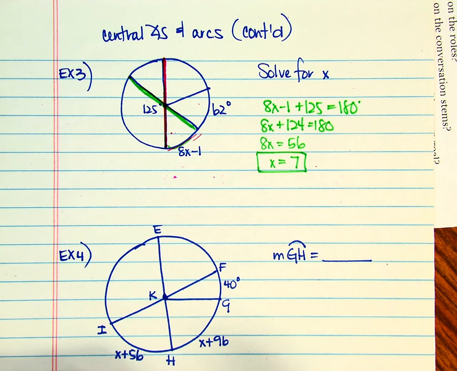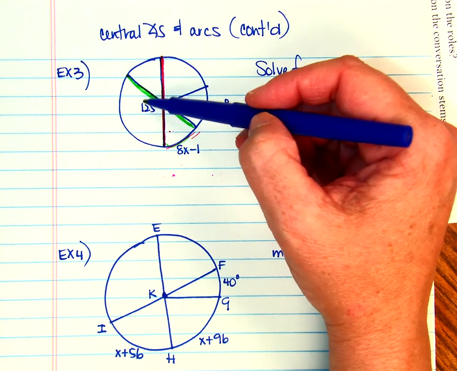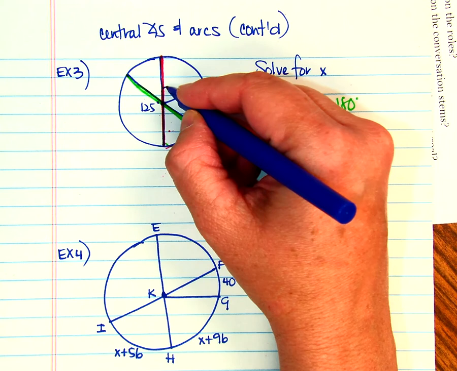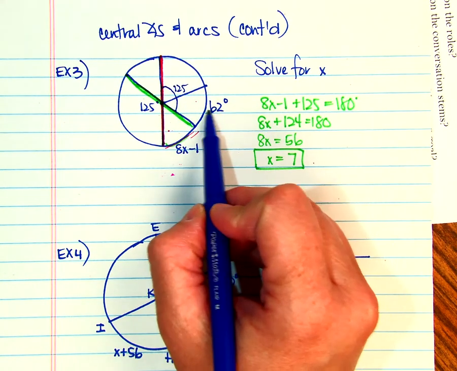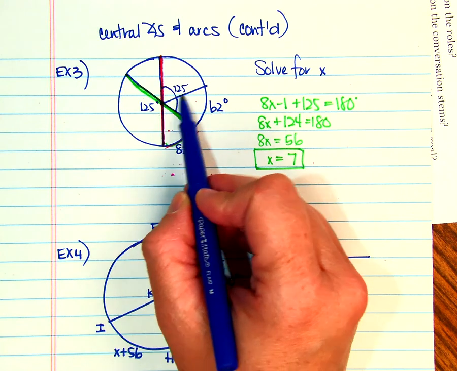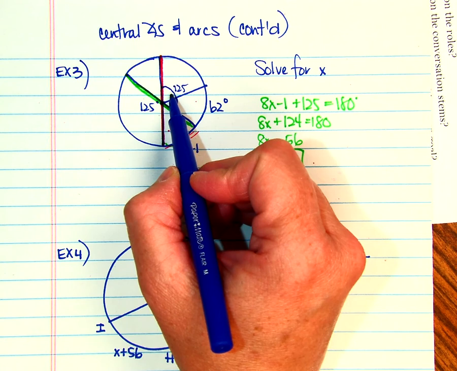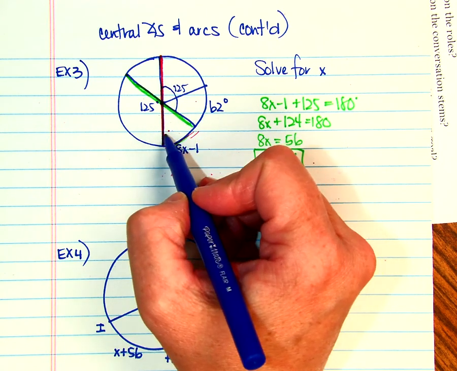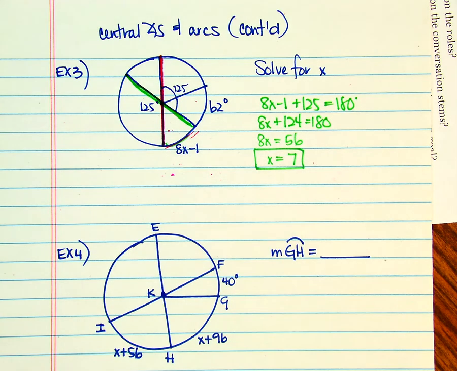Now, we could have done it a different way. If you look back at this angle here, this is 125. So I know that these two also have to add up to 125. And 62 of it, we already know. So I could have found this other little piece here and then added this angle and this angle all up and set it equal to 180 degrees. It's not going to matter.